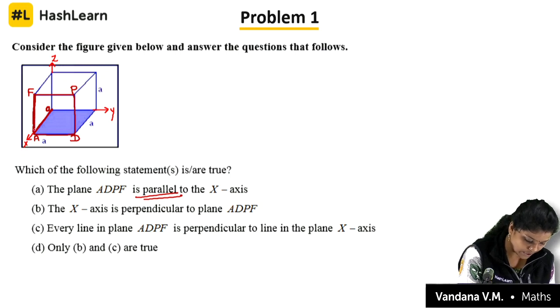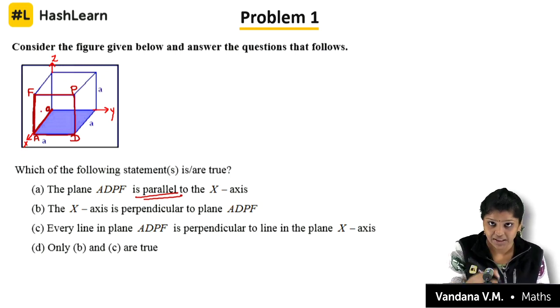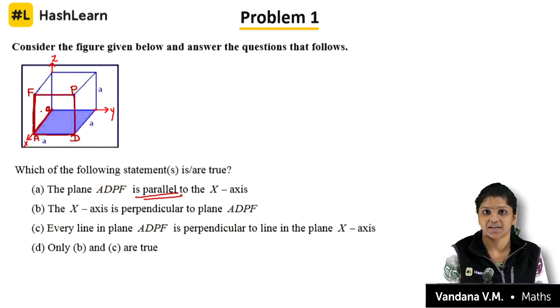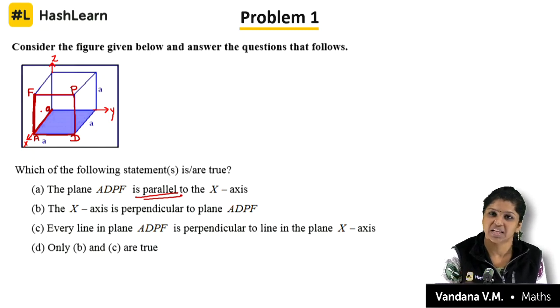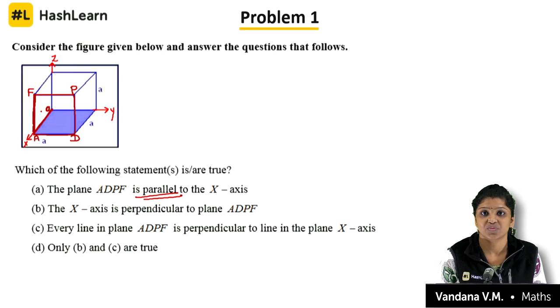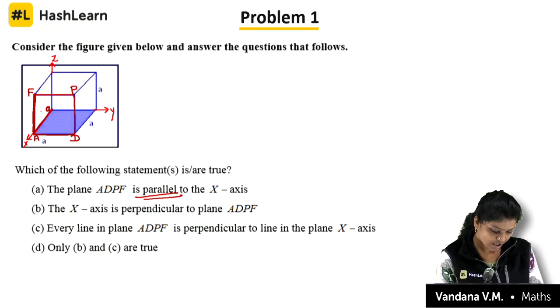Here clearly you can make out this AF line is there. Now wherever I highlighted, it is perpendicular to the x-axis. Not only ADPF, any line lying on that plane is perpendicular to the x-axis. That is very, very important.